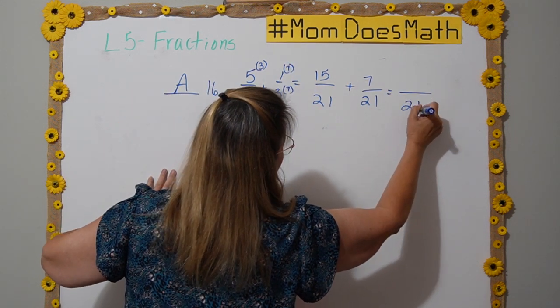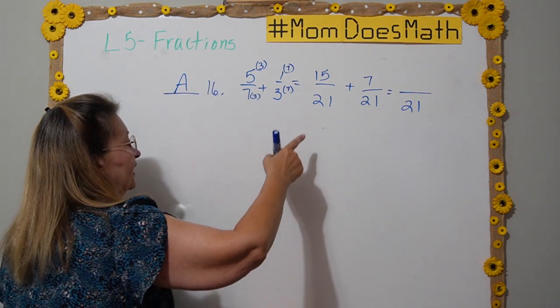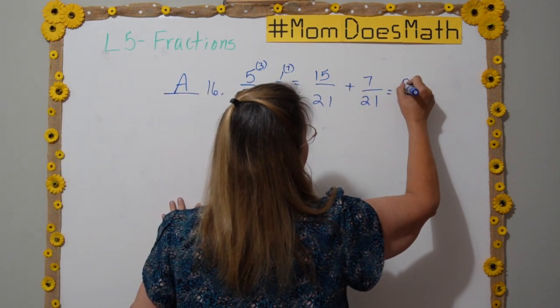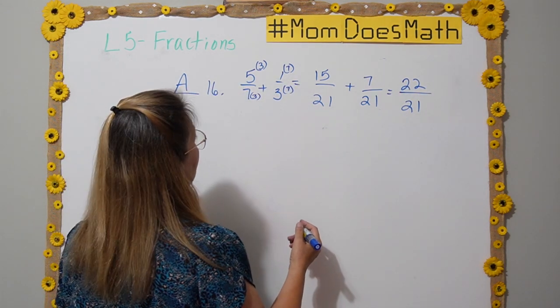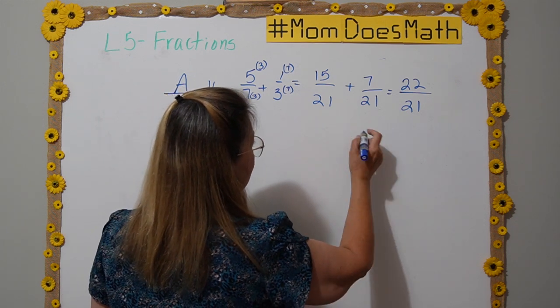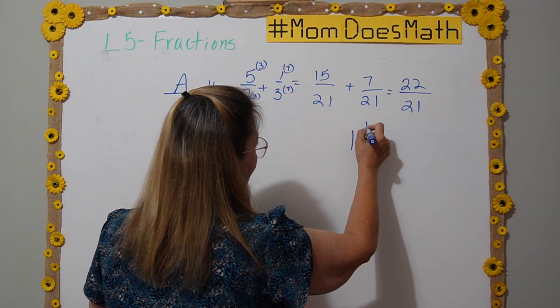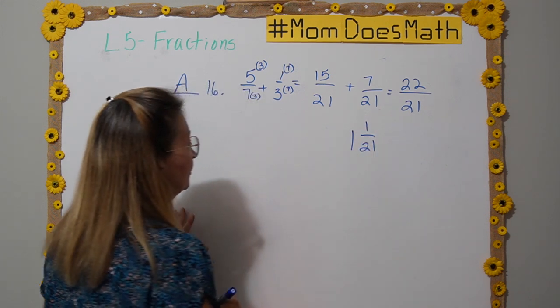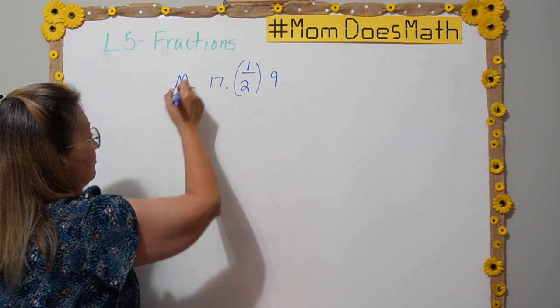Now, remember, denominator's not going to change. So what is 15 plus 7? 8, 9, 10, 11, 12, 22 over 21, which is lowest terms, but it is improper. So if you want to change it to a mixed number, 21 will go into 22 one time with 1 left over 21.